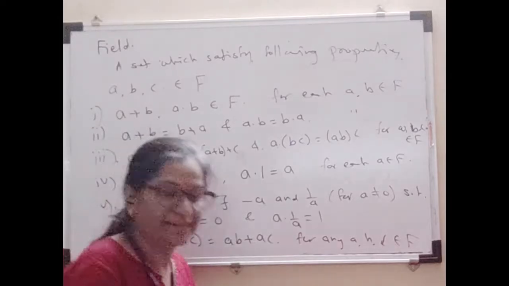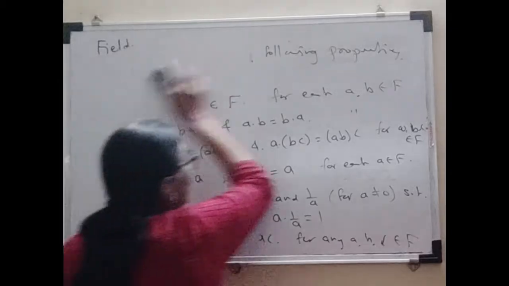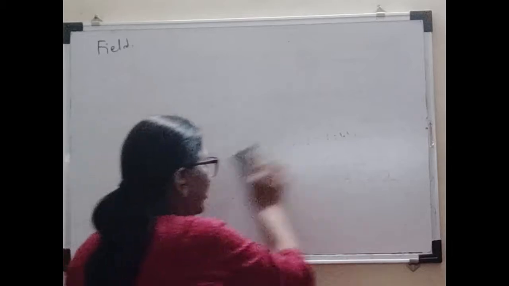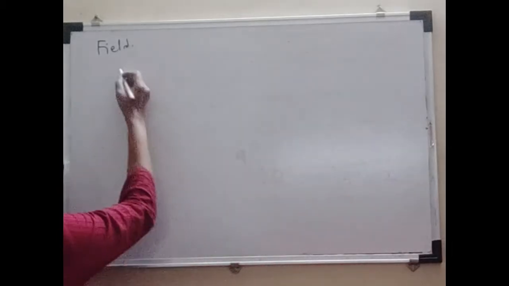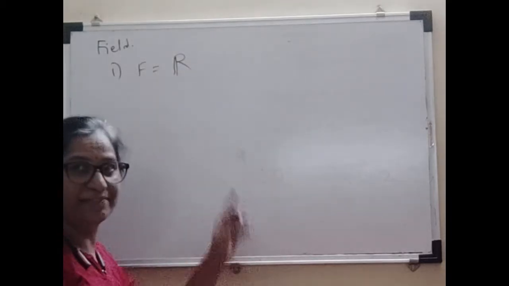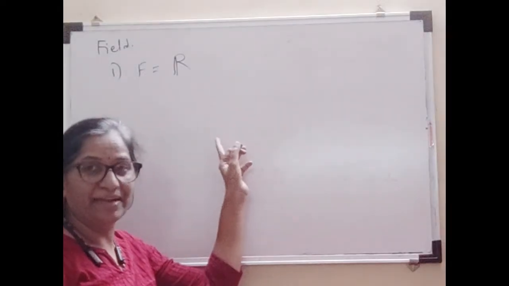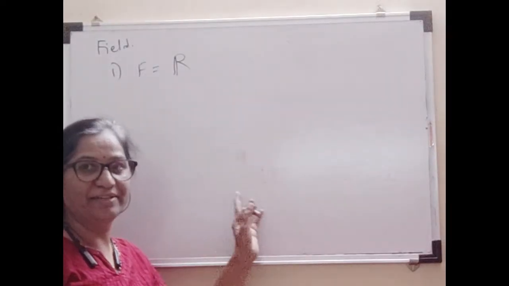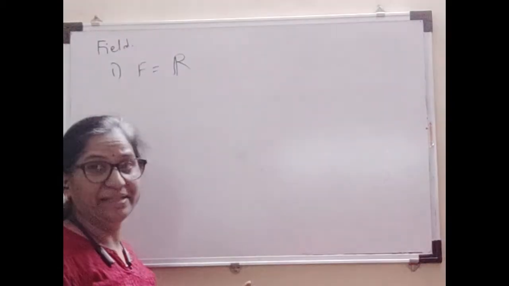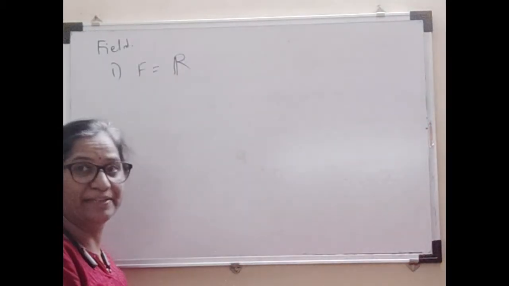Any example of a field? Yes, I can have multiple examples of sets. First of all, suppose F is equal to the set of real numbers. Is it a field? Yes. Obviously, all real numbers satisfy associativity and commutativity. These properties and distributivity are obvious. So what about the existence of inverse and the existence of additive identity?